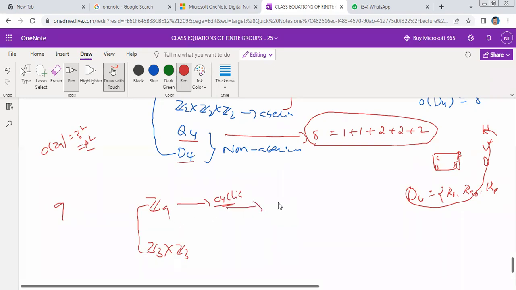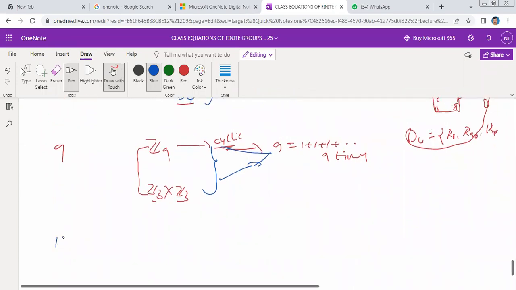9 is equal to 1 plus 1 plus 1, how many times? 9 times, 9 times of 1. Now Z3 cross Z3 is also abelian because Z3 is abelian. So therefore it is also abelian. So there is only one classification. Both have the same classification. So I repeat once again: Z9 is a group of order 9. It can be written as 3 squared, a group of order prime square p power 2. Therefore it is always abelian. That means cyclic. Yeah, all are classification of 1 plus 1.